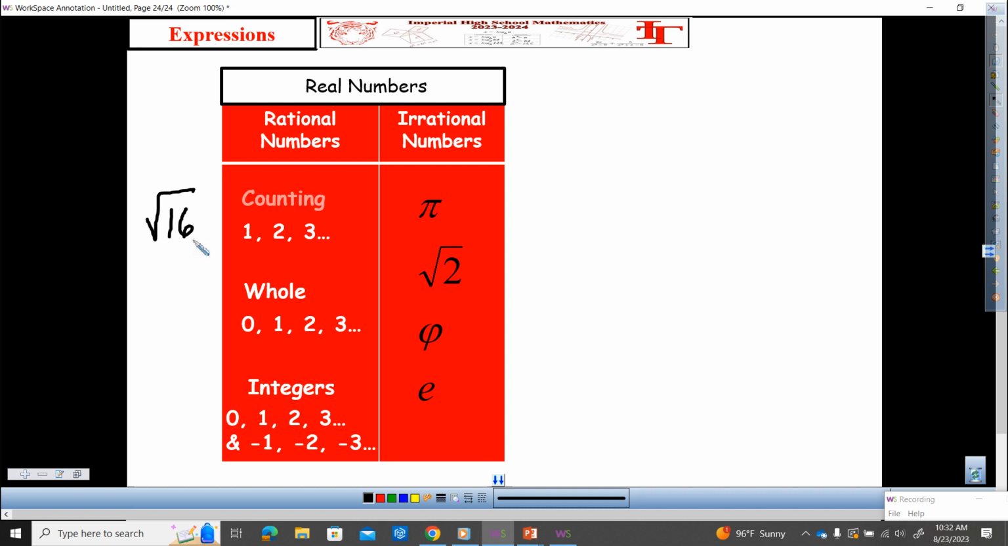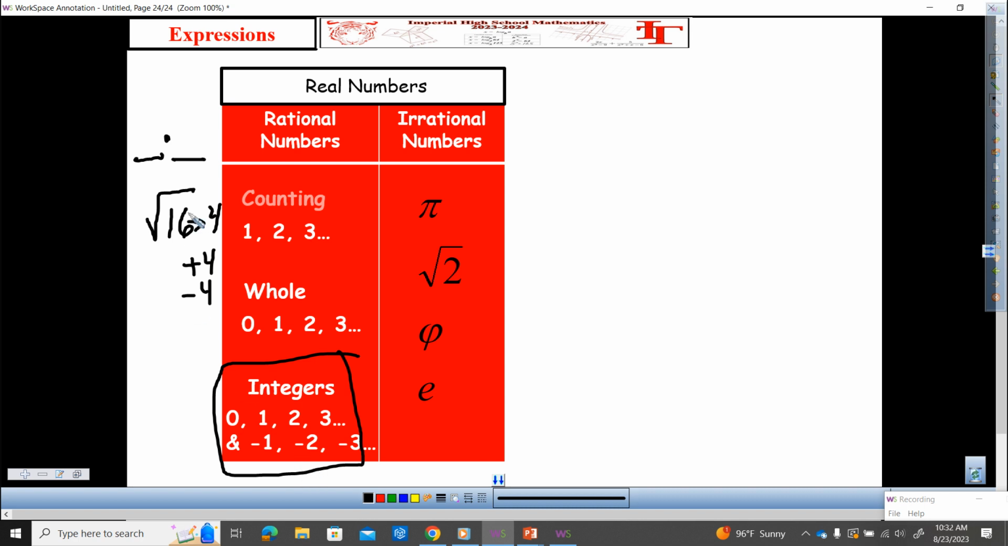Square root of 16. Who said that it was 4? Who said that it was positive 4 and negative 4? You're like, what does that mean, Mr. Q? Yeah, a square root is a number times itself. So what number times itself gives us 16? 4. 4 times 4. What other number times itself gives us positive 16? Negative 4. Negative 4 times negative 4 is 16. So where does this one belong? Integers, yes? Plus and minus.